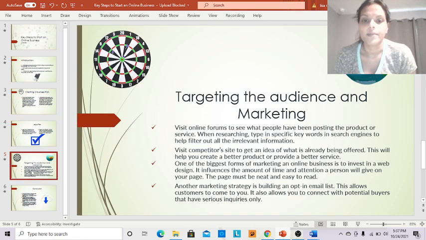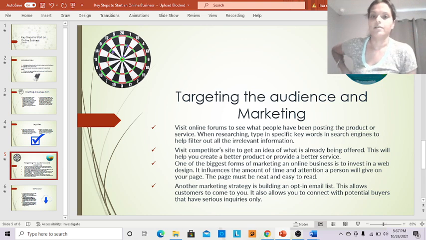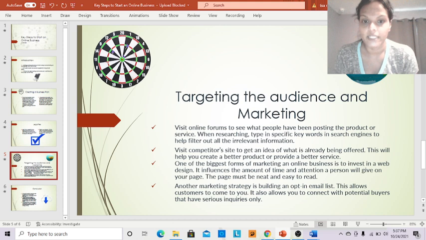The next step is targeting the audience and marketing. Targeting the audience is really important because, for the product or service that you are selling, you want to ensure that you are meeting the audience that has the need for it. And by doing that, you are ensuring your revenue. You're ensuring that people are going to be purchasing or using your service.